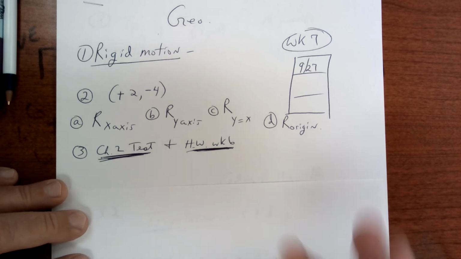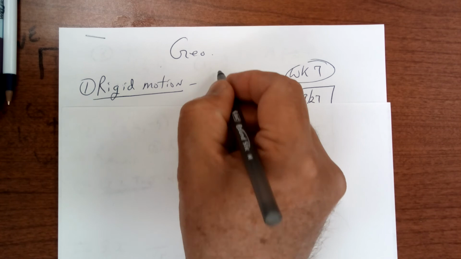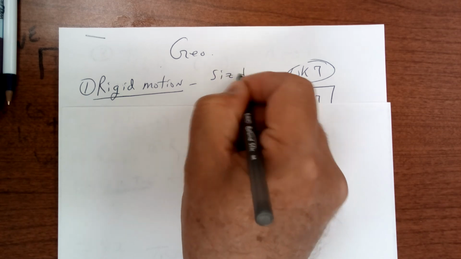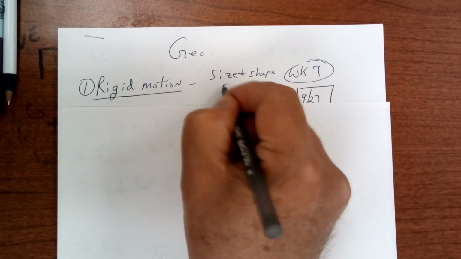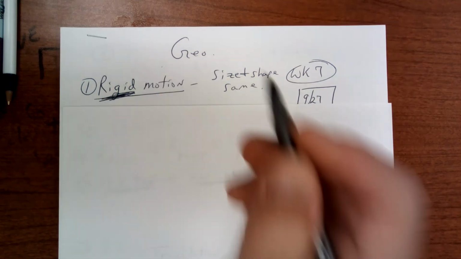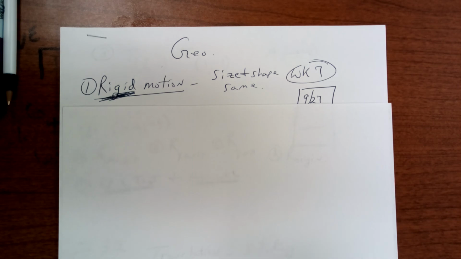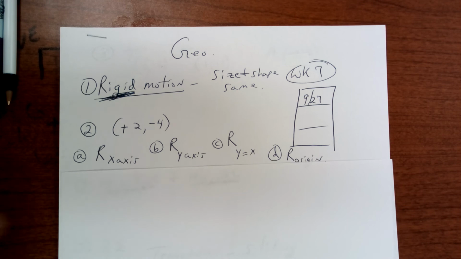Rigid motion keeps the same size and shape. The size and shape stay the same. It doesn't change. Rigid means it's hard. It's not going to flex. It stays the same. This one right here, we learned some rules on reflection.